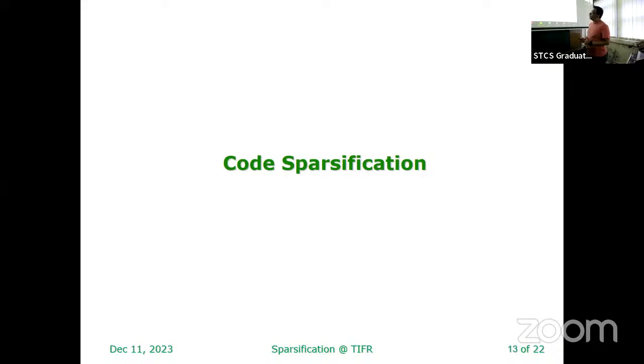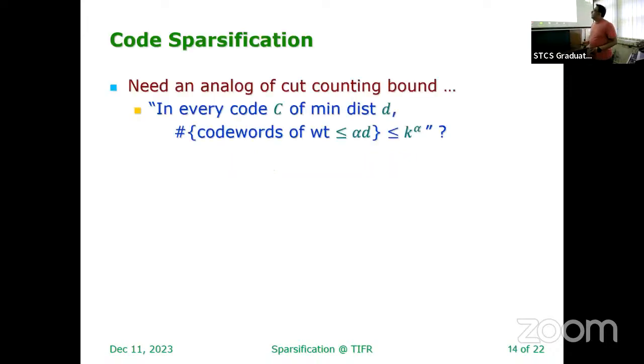So now we're going to try and do code sparsification in the same way. Because the codes are given by these tall, skinny matrices called the generator matrix, we want to take a subset of the rows. So it would be very nice to have an analog of this cut counting bound, which says that in every code of minimum distance d, the number of codewords of weight at most alpha times d is at most k to the alpha, where k is the dimension of the code, or even n to the alpha, where n is the length of the code.